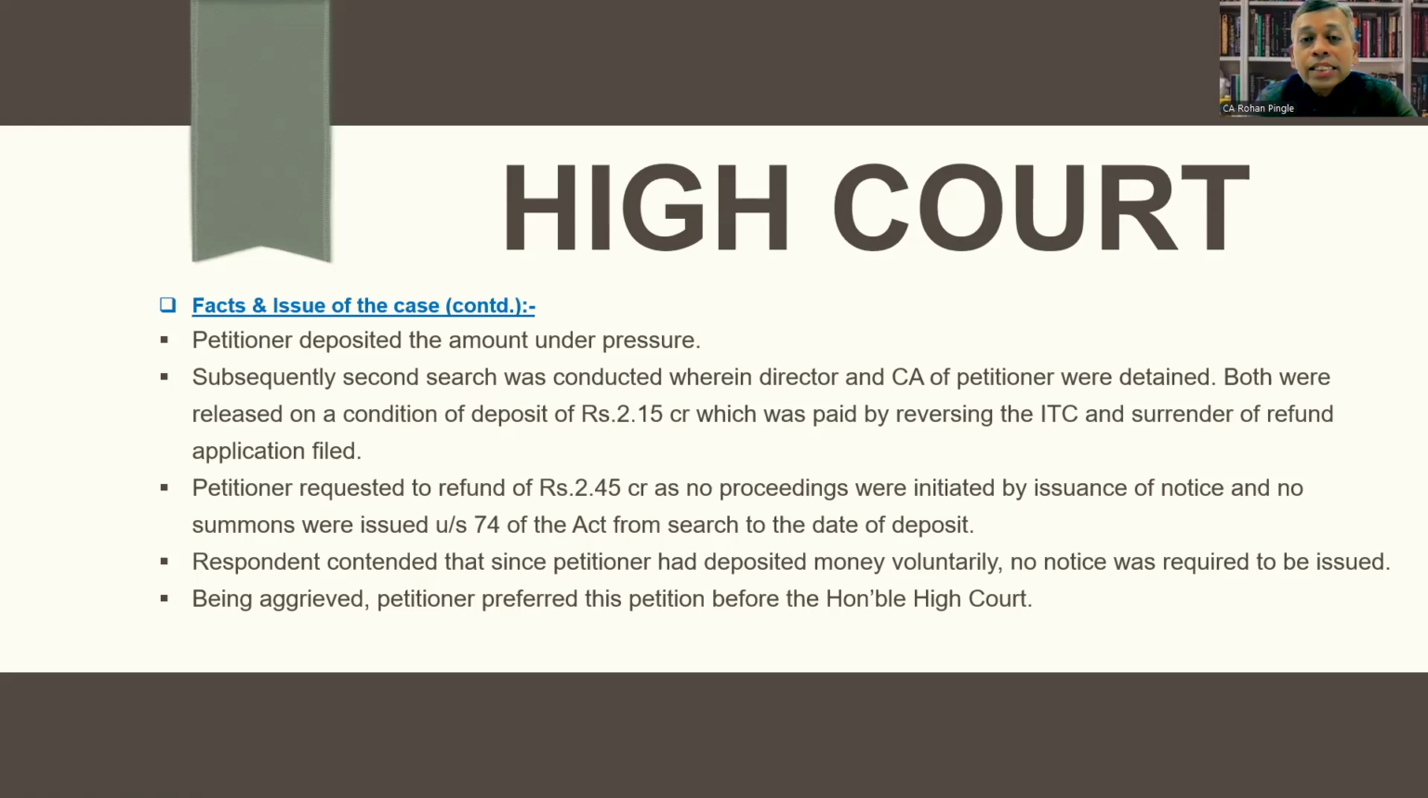Respondent contended that since petitioner had deposited money voluntarily, no notice was required to be issued. So the department contended that since petitioner had deposited money voluntarily, no notice was required to be issued. However, being aggrieved, petitioner preferred this petition before the Honorable High Court.